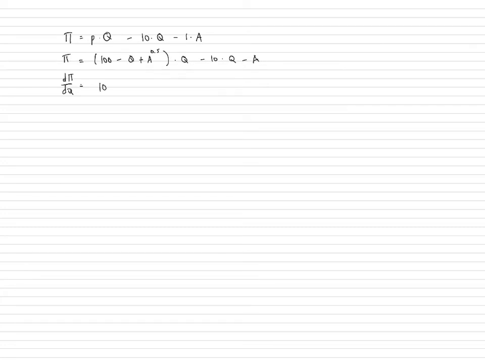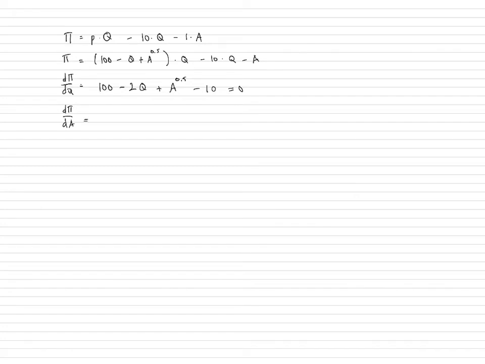So we have 100 minus, multiply that in. Obviously we'll have q squared, and therefore the derivative will be 2q. And if we take the derivative of this one here, it would just be equal to a to the power 0.5, of course. The derivative with respect to quantity would be minus 10, and we're going to set that equal to 0.